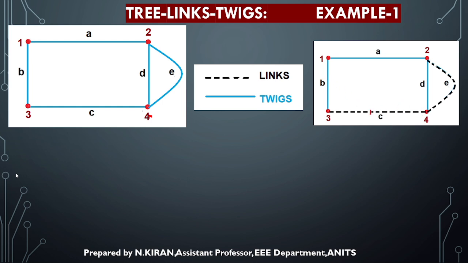Just give me one minute. Yeah, so branches A, B and D are connecting all the four nodes, isn't it?